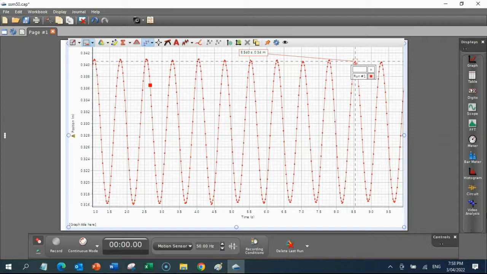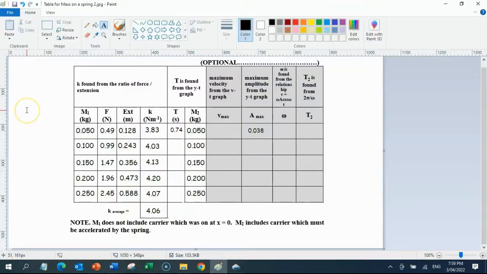and I'm going to say 0.34024. And what I've got to do now is get the difference between those two, which is 0.0761, and divide that distance by 2. And that will give me the amplitude. So that is 0.038. Now we need to find the maximum velocity.